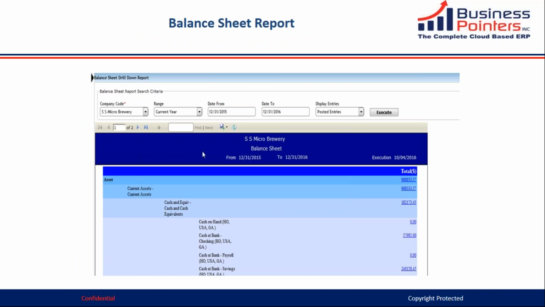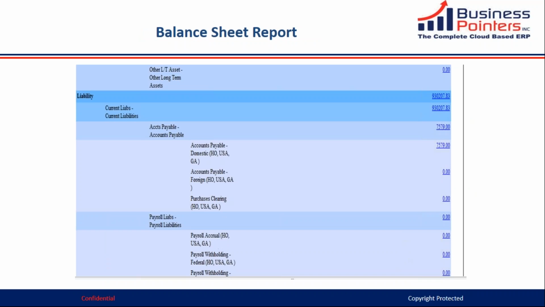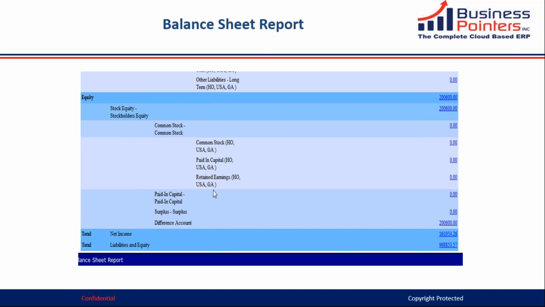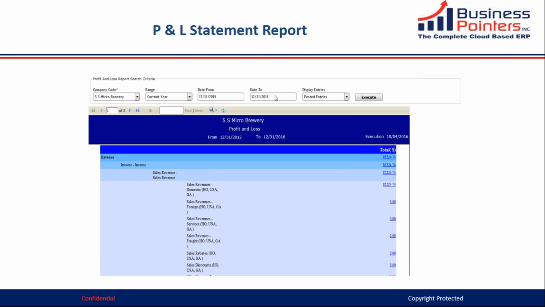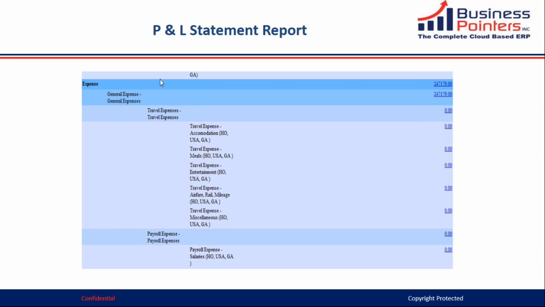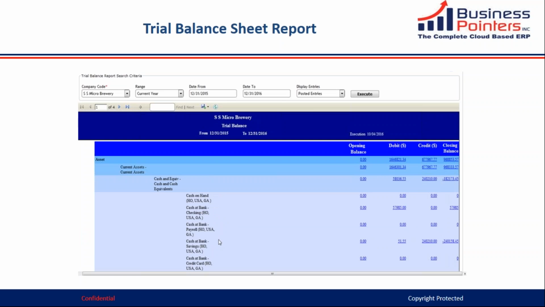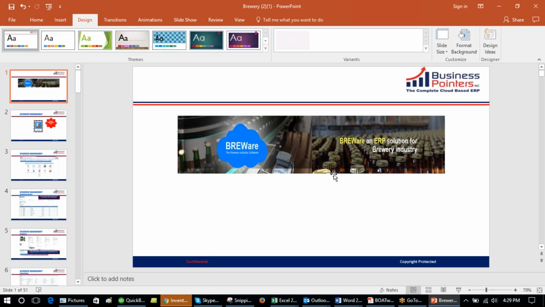You can export it to Excel, PDF, whatever format, and you can even drill down into it to see what it's constituted of. If you click on the number, you can drill down into the individual transactions that constitute the number. It's the same for the profit and loss or income statement. And this is the trial balance. So this was all about the financials.